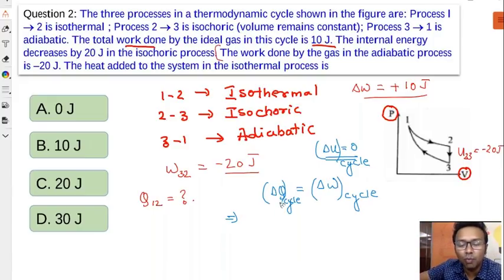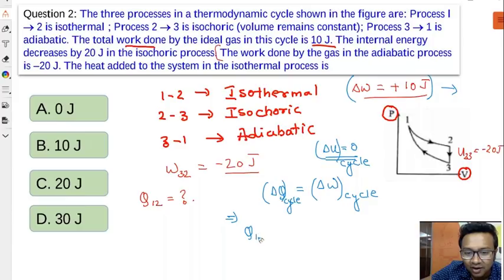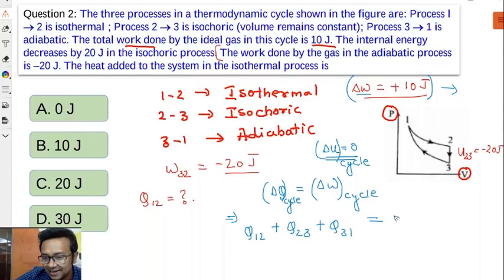Now here, what it means is that delta Q for the entire cycle is delta W for the entire cycle. Delta W for the entire cycle is given to us, students. What is this? 10 joules. And what is delta Q for the entire cycle? Delta Q12 plus Q23 plus Q31 is equal to the delta W for the entire cycle. That is 10 joules, students.